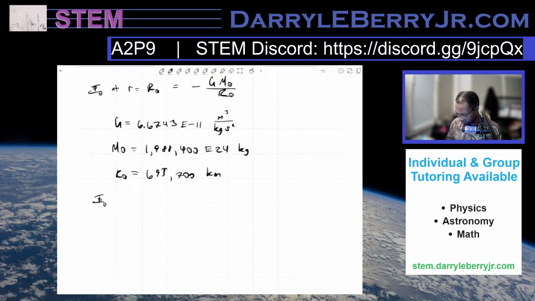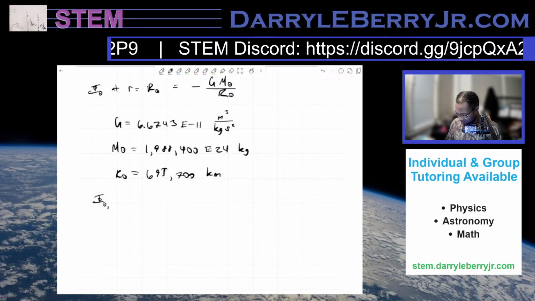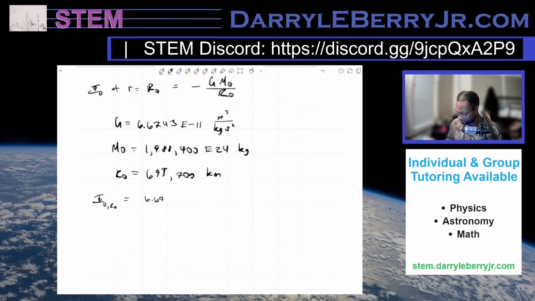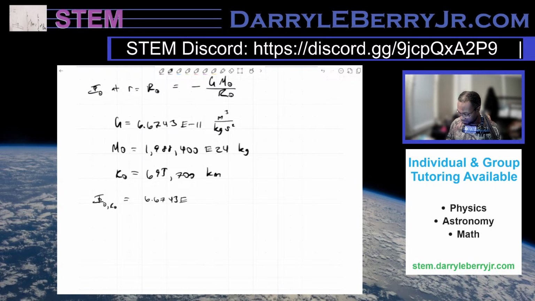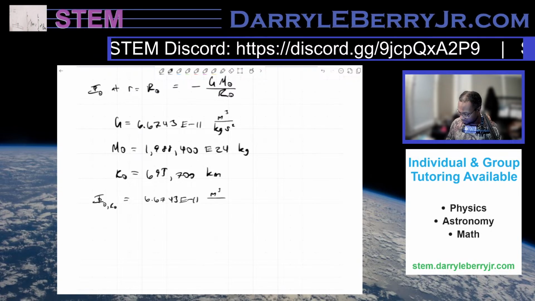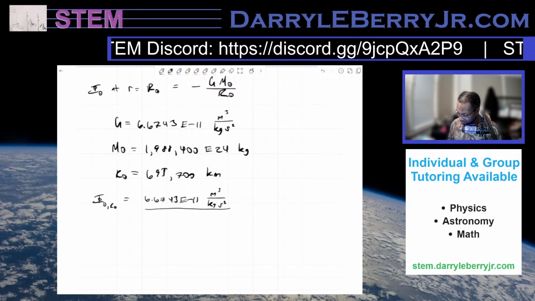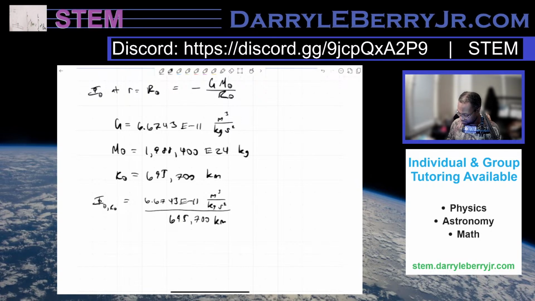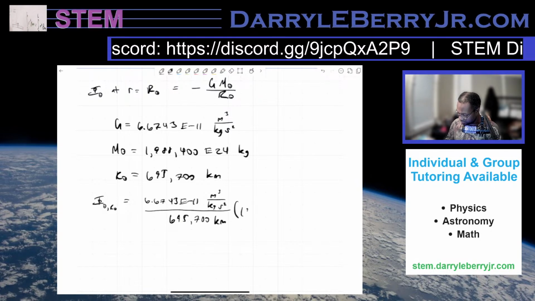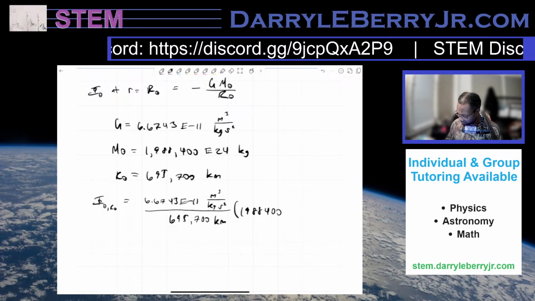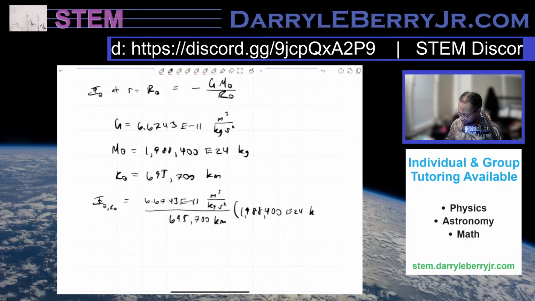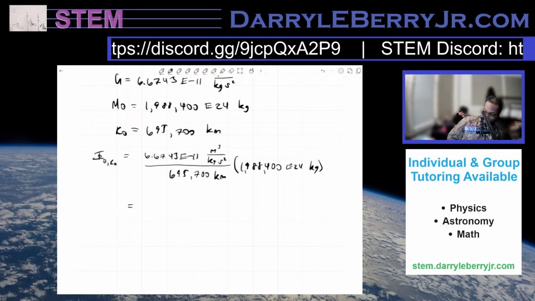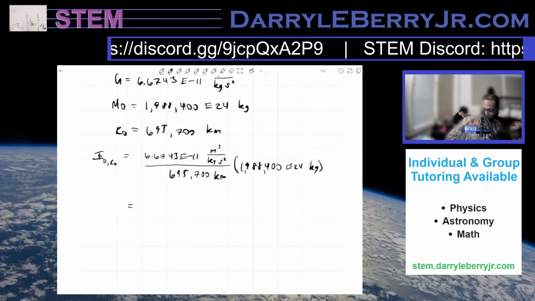So the gravitational potential of the sun at the radius of the sun equals 6.6743 times 10 to the negative 11 meters cubed over kilograms second squared, over 695,700 kilometers, times 1,988,400 times 10 to the 24 kilograms. Put this in, see what it equals.